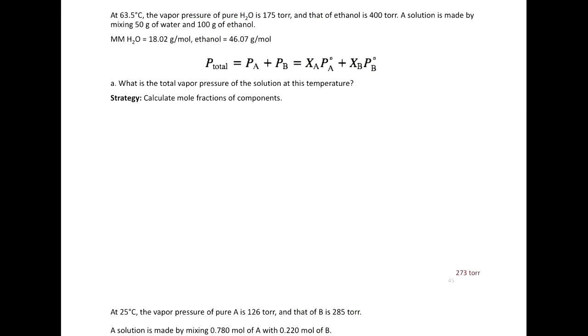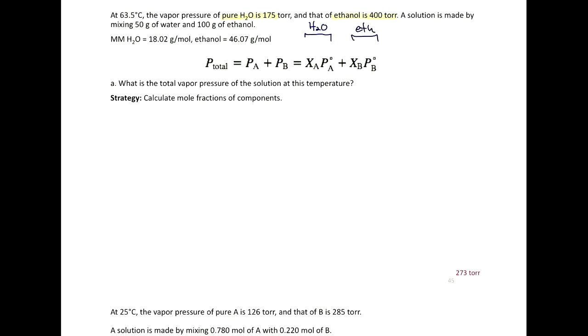At 63 degrees Celsius, so a little bit warmer, the vapor pressure of water is 175 torr, and the vapor pressure of ethanol at the same temperature is 400 torr. We make a solution by mixing 50 grams of water and 100 grams of ethanol. What is the vapor pressure of the mixture? This time, both components are contributing vapor pressure. So this component is water, this component is ethanol.